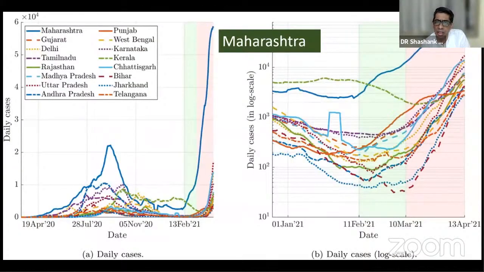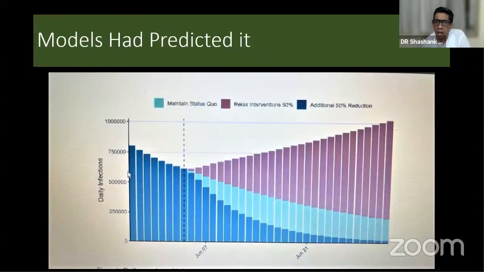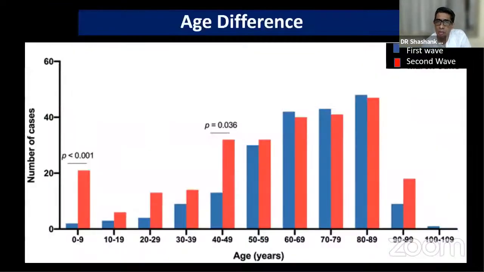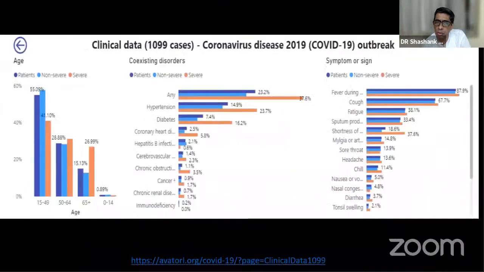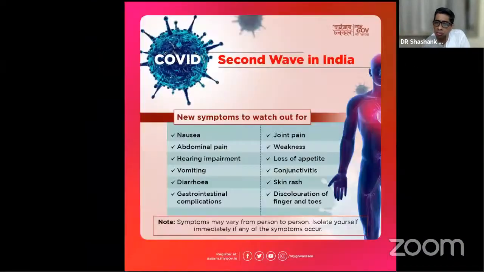Now, this is the Maharashtra data. Again, you can see that in Maharashtra the second wave really took off very aggressively. Probably the models had predicted it, but they had predicted it earlier, and they had not predicted the rationale of it. We also know that the geographic distribution was different, and that the symptoms were different. The new symptoms watched in the second wave, which they popularly call the Delta symptoms, were nausea, abdominal pain, hearing impairment, vomiting, diarrhea, GI disease, joint pain, weakness, loss of appetite, conjunctivitis, skin rash, and discoloration of fingers and toes.